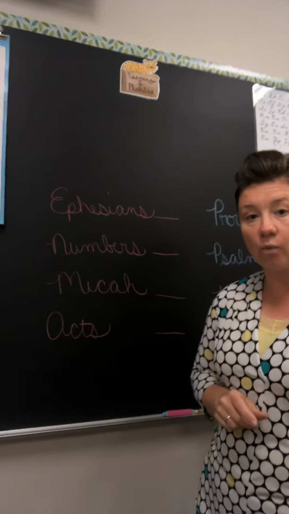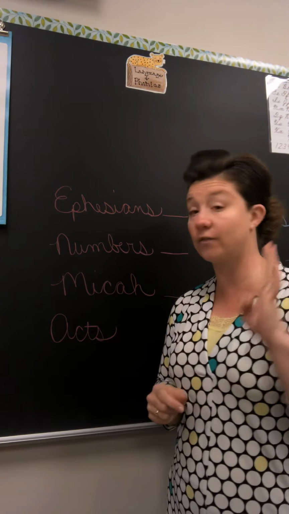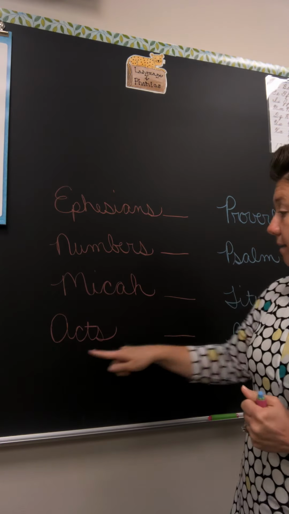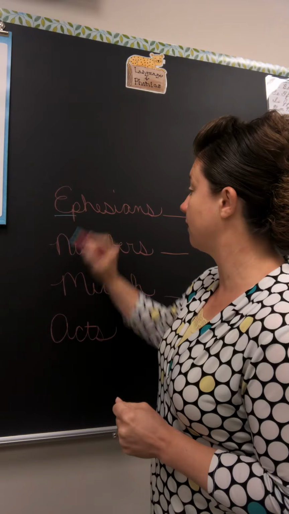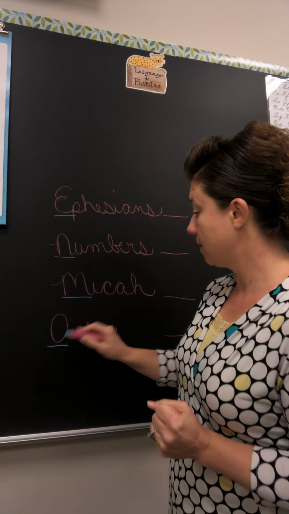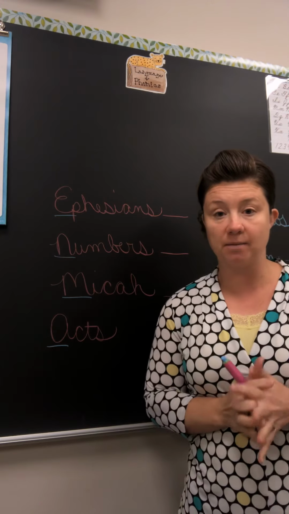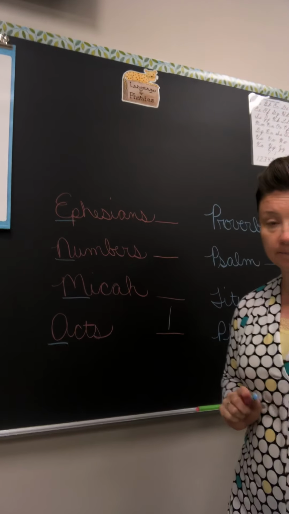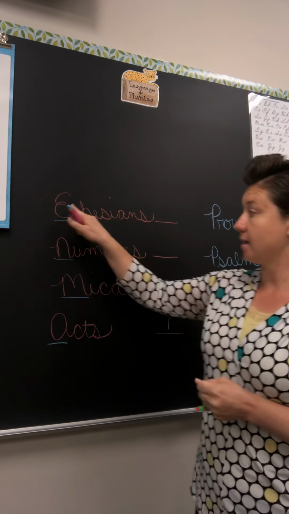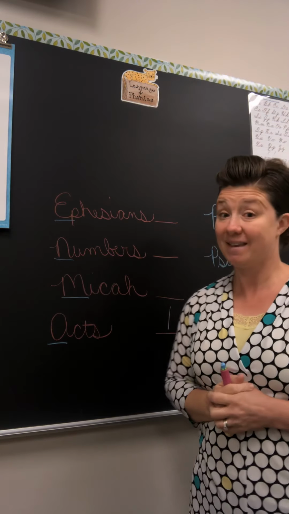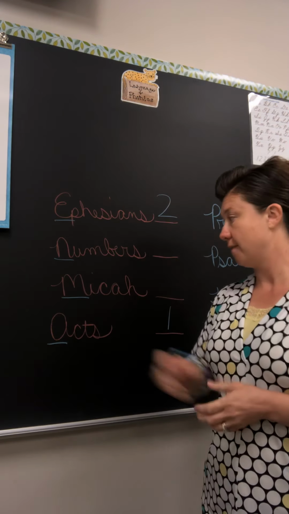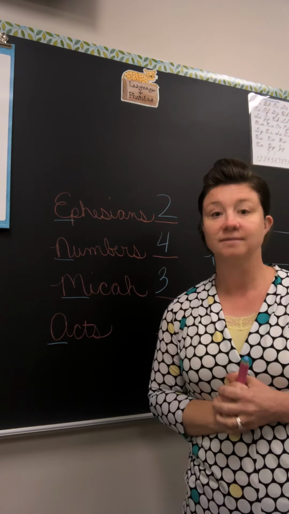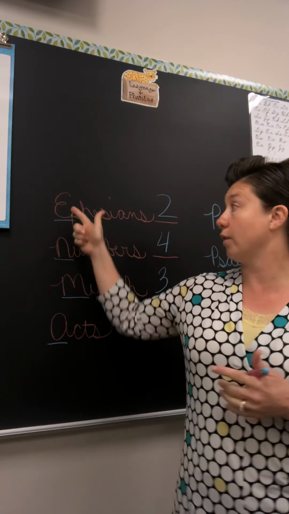So we're gonna just figure out what's first, and we're gonna go 1 through 4 today, okay? So we've got Ephesians, Numbers, Micah, and Acts, okay? So we look at the first letter. I've got an E, an N, an M, and an A. Which one of our books of the Bible is going to come first? Very good, Acts. Acts starts with A, that's number 1, okay? What do you think is going to come next? E, N, or M? E comes next, Ephesians, then M, Micah, and finally Numbers, number 4, okay? So that's ABC order when all the letters are different.